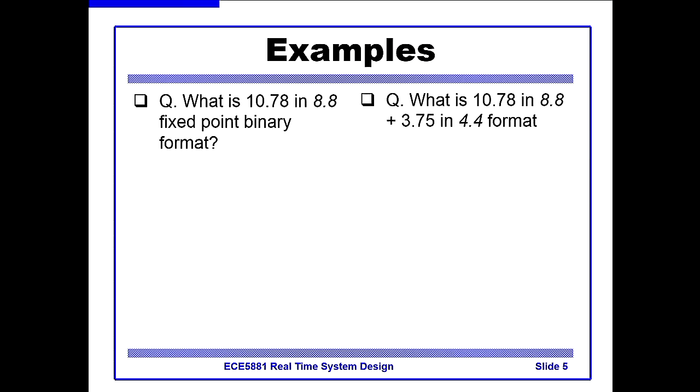So let's look at a simple example just to get this concrete. If I asked you to write down 10.78 in 8.8 format, could you do that? How would you do it? Well, hopefully you can all do the 10. 10 in binary is 1010, and we've got 8 bits, so we'd add 4 zeros at the start. That's where we're going to put our binary point. And what about the 0.78? What are you going to do with that?